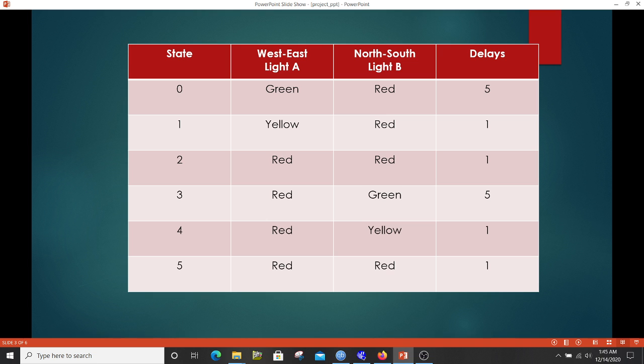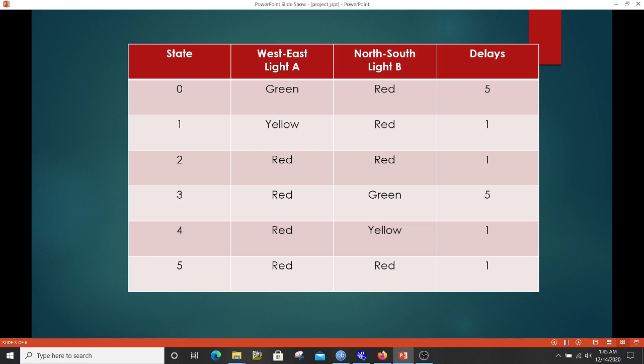In the next slide, this is our state table. In our state table, at state 0, the light which is along west east will be green, and it will allow the vehicle to pass from west to east. In the meantime, light B which is along north to south is red, and it will not allow the vehicle to pass from north to south. And this state will be lasting for 5 seconds.